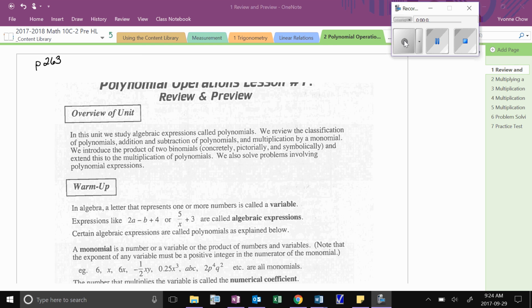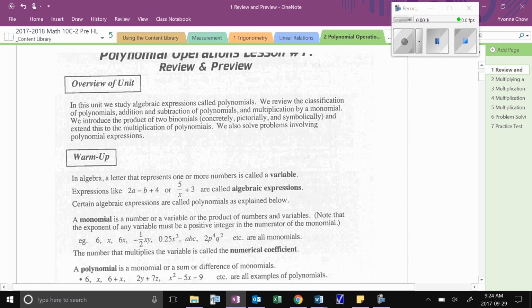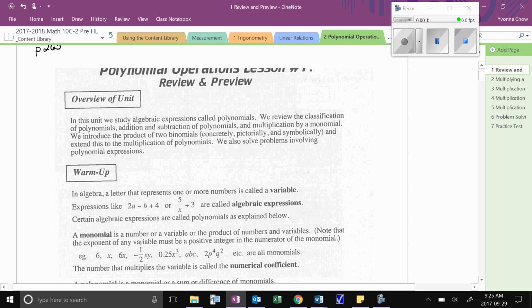So let's do a bit of a review on polynomials. And so we are on page 265, not 263, 265 in your workbooks. And this is just a bit of a review. So last year we started a bit on polynomials and recognizing some of the terminology associated. So we'll just be continuing with that this year.